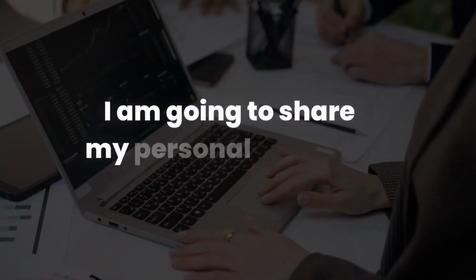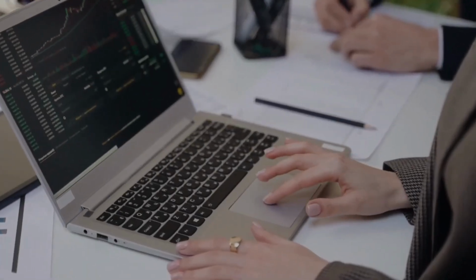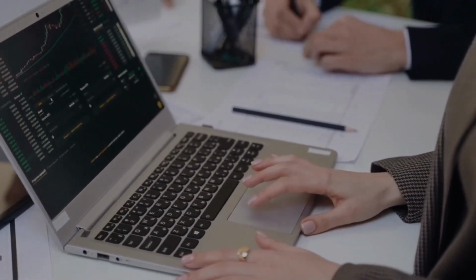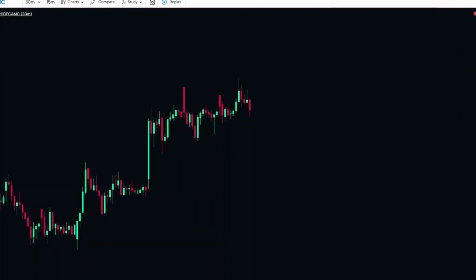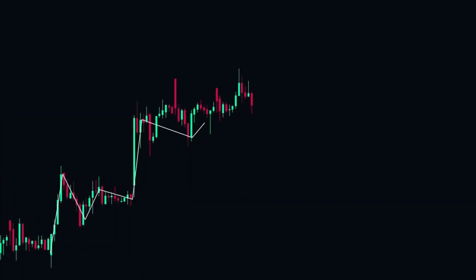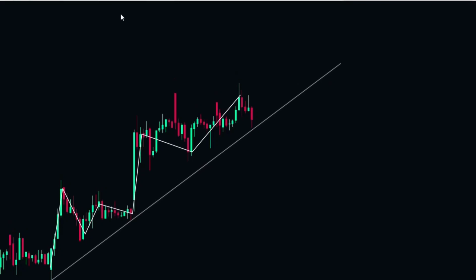Let's explain the strategy I personally use. I use 2 indicators in this strategy. So, let's understand it better with the help of an example. Look here, the price is on an uptrend because it's making higher highs and moving up. So, we'll draw a trend line connecting all the swing lows. Here, the price touched the trend line 4 times. This means there's a strong uptrend here.